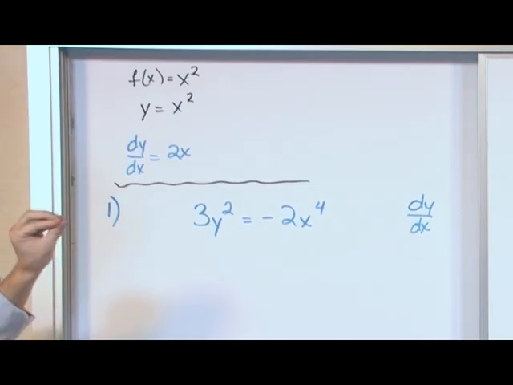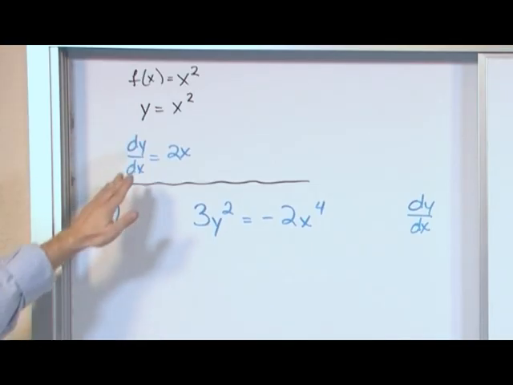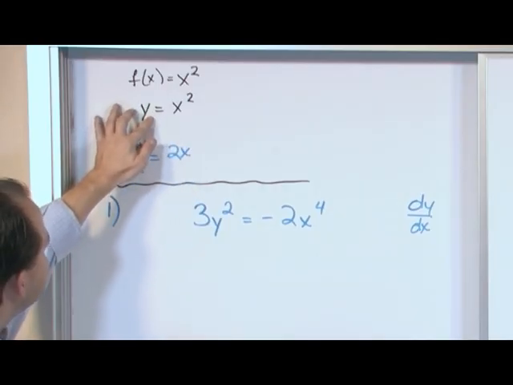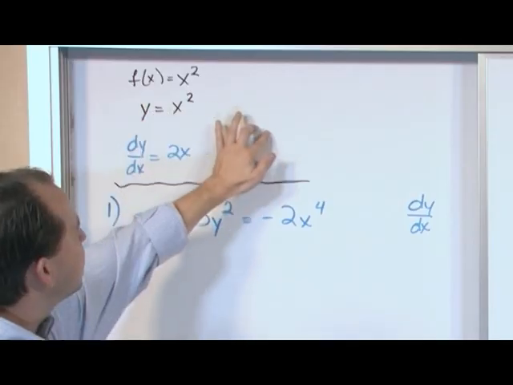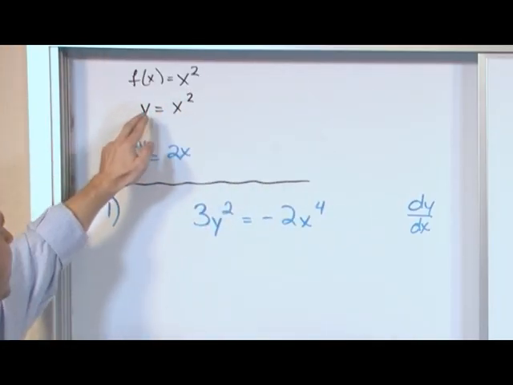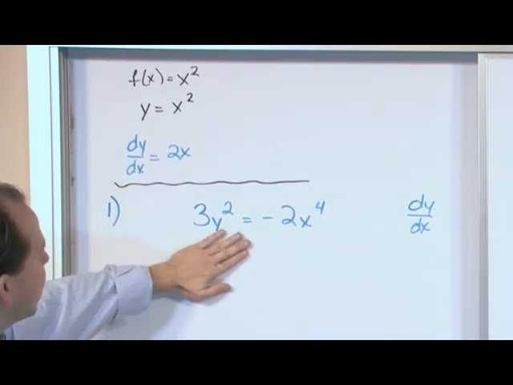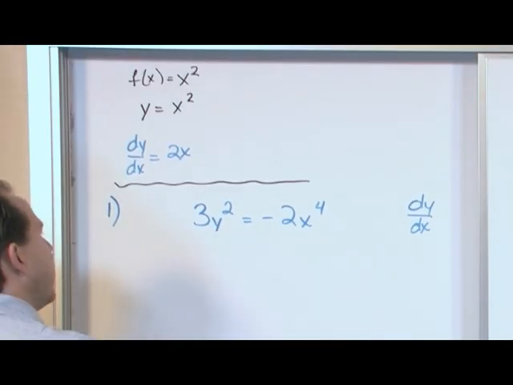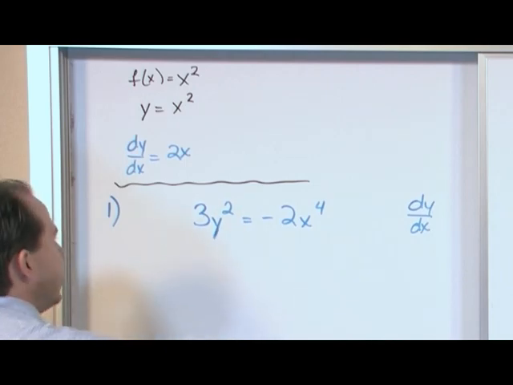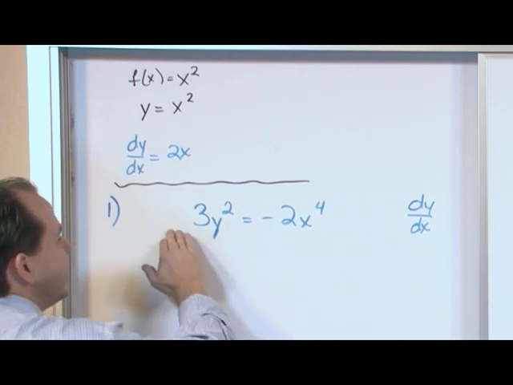In all of the problems that we've given you, we've always given you the dependent variable equal to some function of the independent variable on the right-hand side. Everything's been solved for, so y is by itself. But here that's not the case. We have 3y squared is equal to something on the right-hand side. So this equation is said to be implicitly defined.